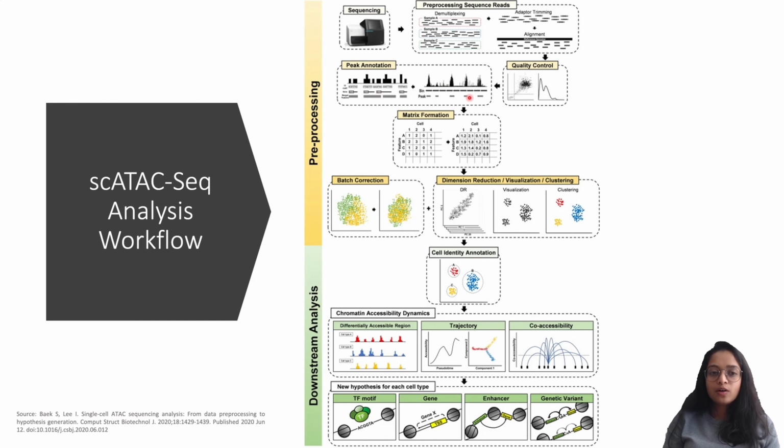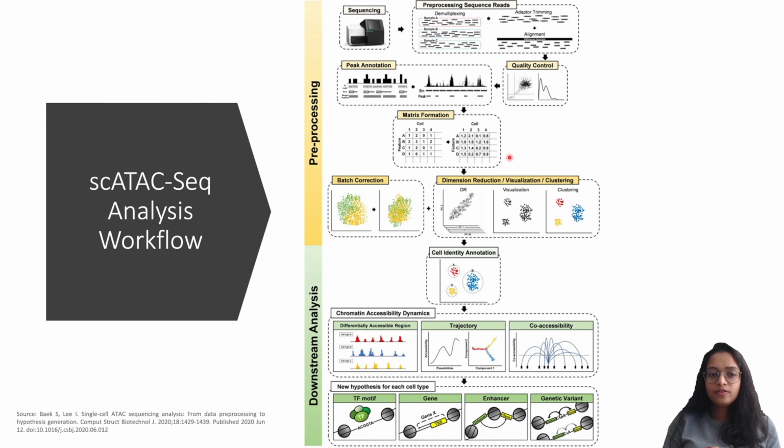And once the peaks are called, we generate something called a cell by feature matrix. You might have heard me talking about the cell by feature matrix for the single cell RNA-seq data, where we have the rows as the features, which are genes, and the columns as the cells. Similarly, a matrix here is also generated, but instead of the rows being genes, we have the rows as the regions of open chromatin. If you're not clear about that, while I demonstrate, I will be showing you how a cell by feature matrix would look like for single cell ATAC-seq.